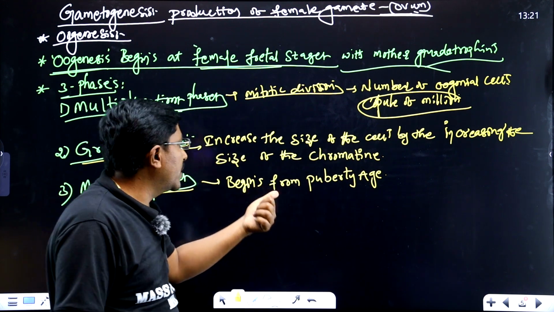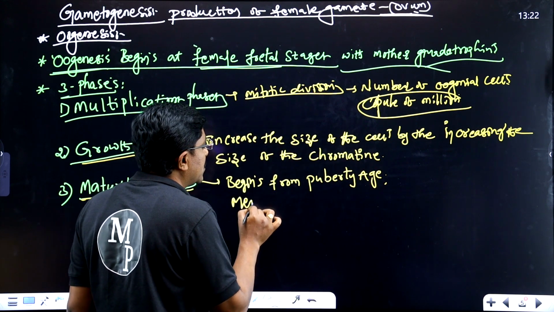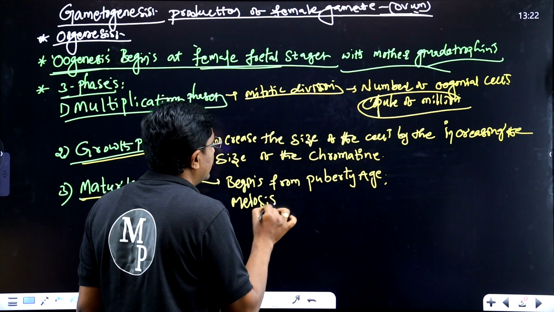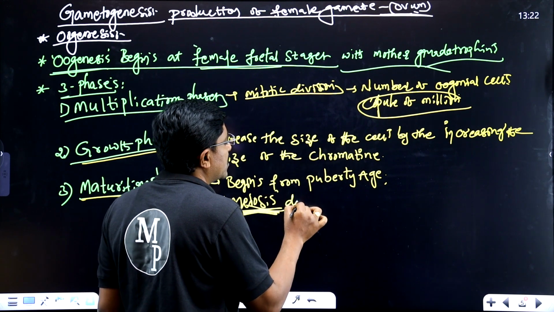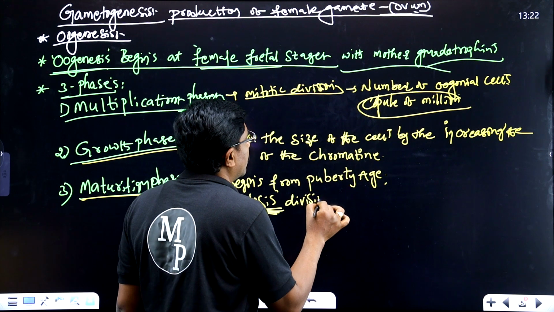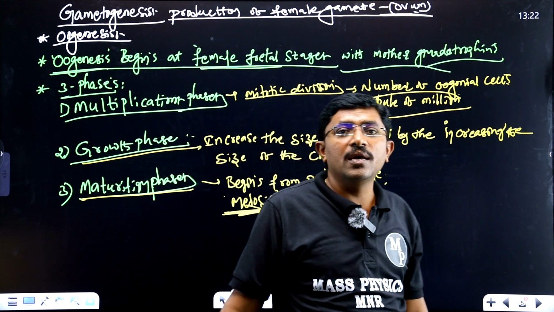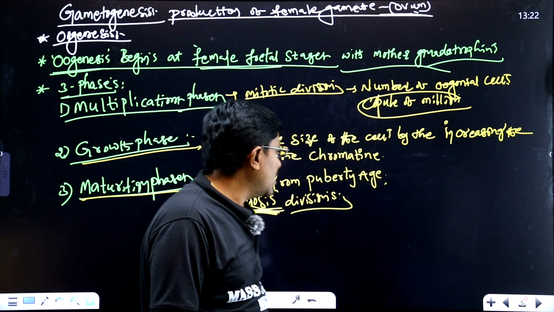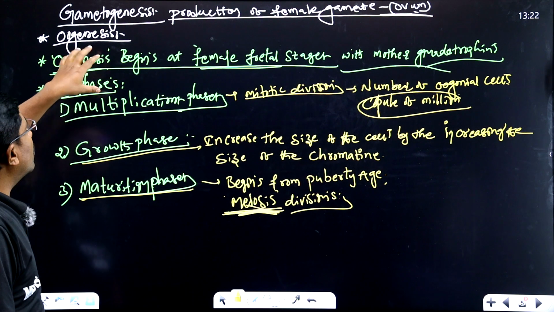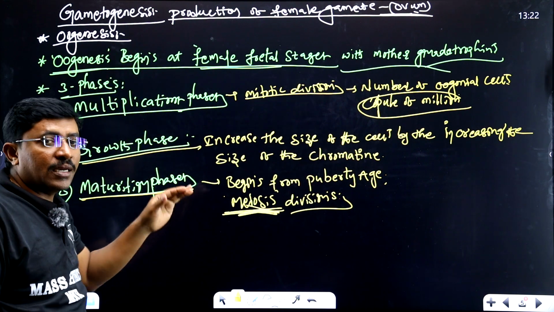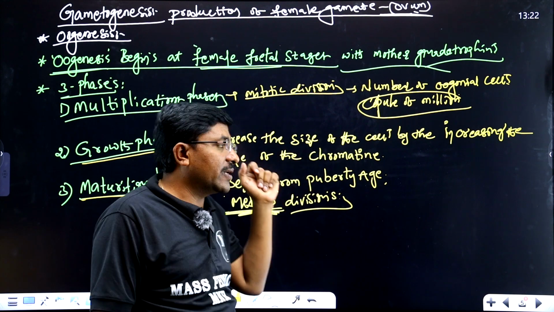It begins from puberty age, and here only we observe the meiosis divisions. We observed the meiosis divisions here; it is very clear. This is oogenesis: how many phases are there, and what happens in which phase, we have clearly discussed.